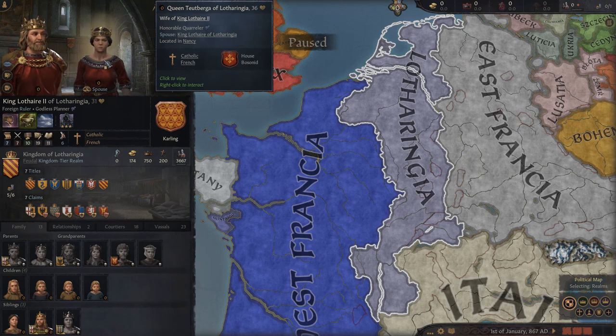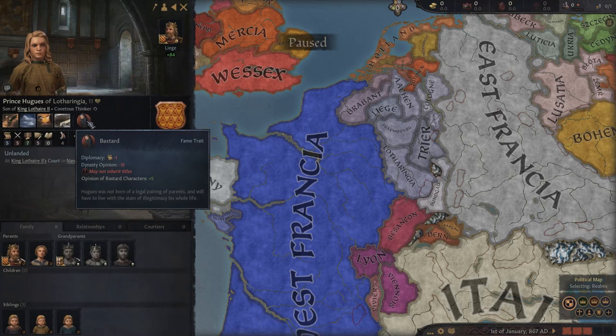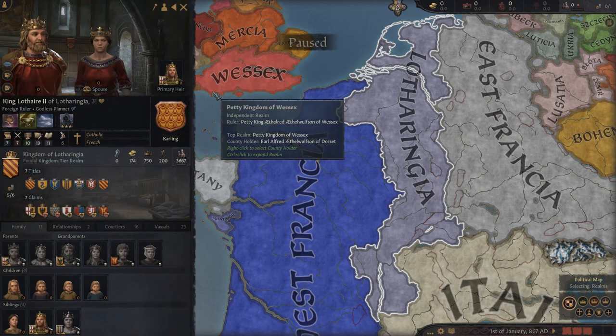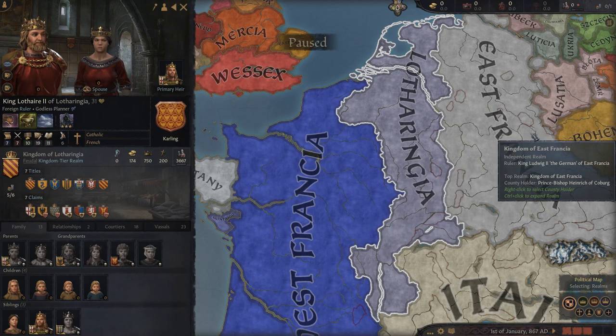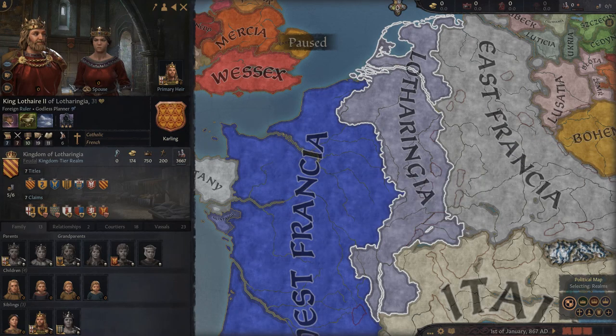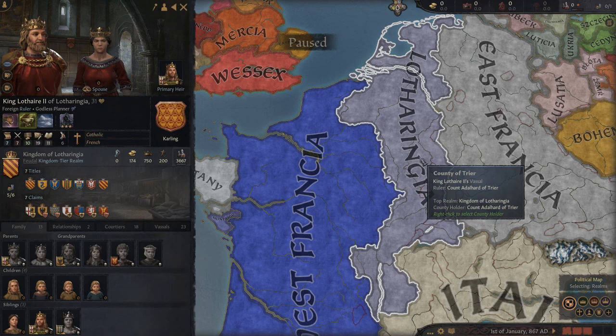He wanted to marry his mistress, Waldrada, who gave birth to his only son, Hugh. You see him right here, Hugh, who is, that's right, a bastard. The desire for an annulment became a pawn in the power struggle for his lands by his uncles, Charles the Bald in West Francia, and Ludwig the German of East Francia. That's right, he was not a brother, he was just a nephew.